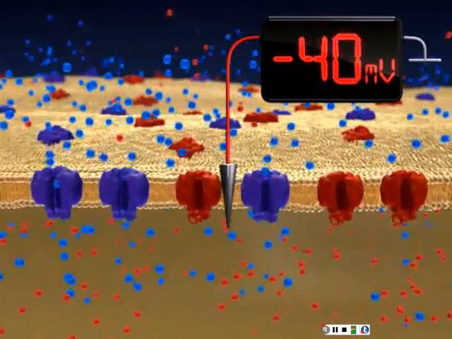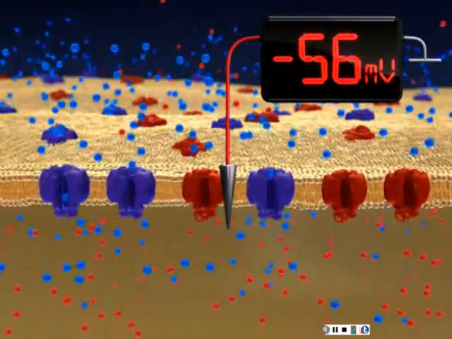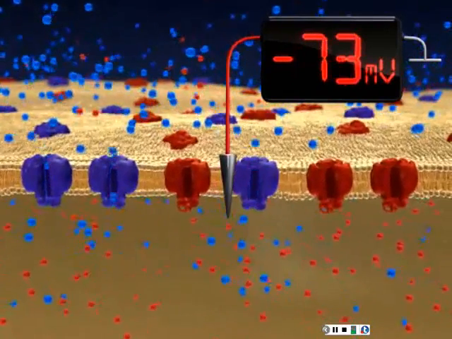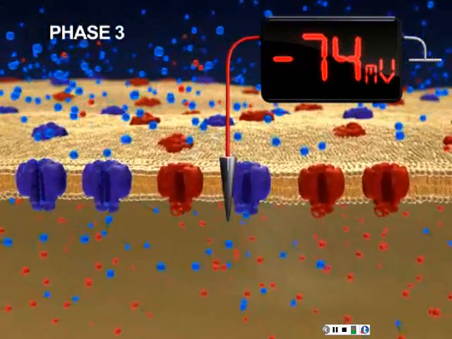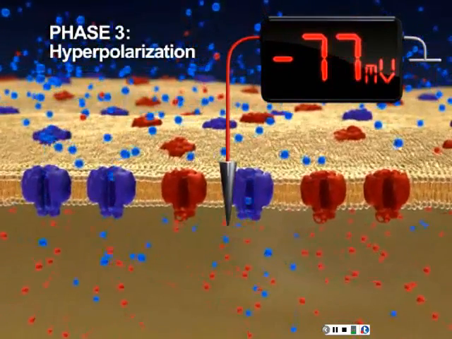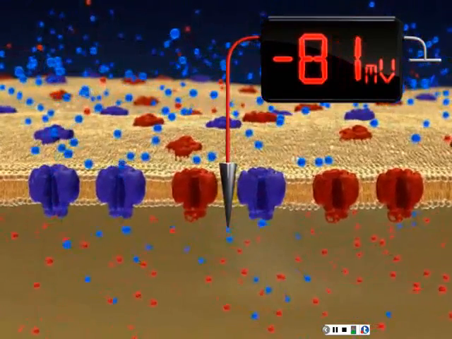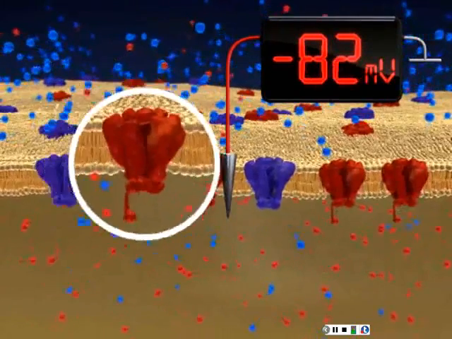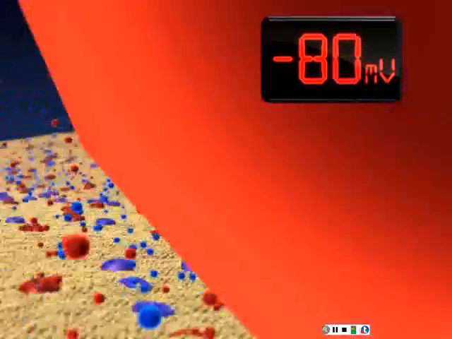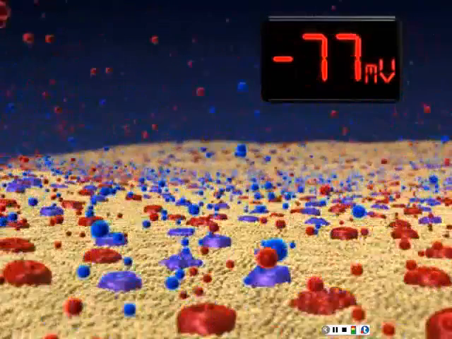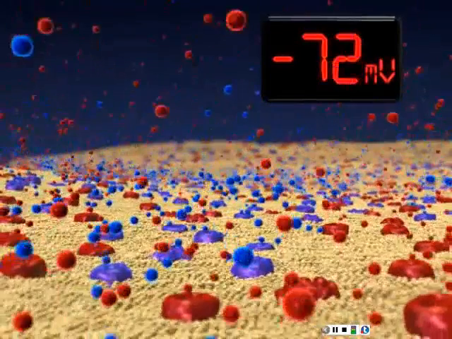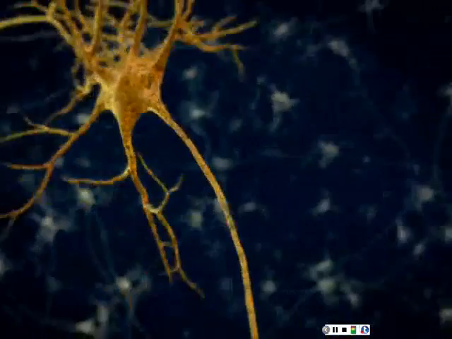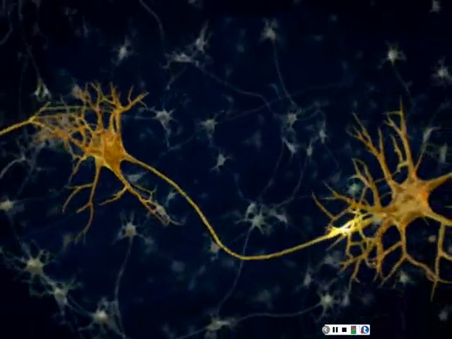However, the membrane potential continues in the negative direction, going beyond the resting state of minus 70 millivolts. This marks the beginning of phase 3 of the action potential, known as hyperpolarization. During this phase, voltage-gated potassium channels close and all voltage-gated sodium channels are released from inactivation. By the end of this phase, ions move through leak channels only, and the membrane potential returns to the resting state of minus 70 millivolts. The neuron is now ready to fire another action potential.